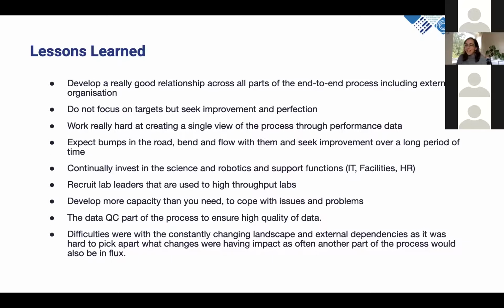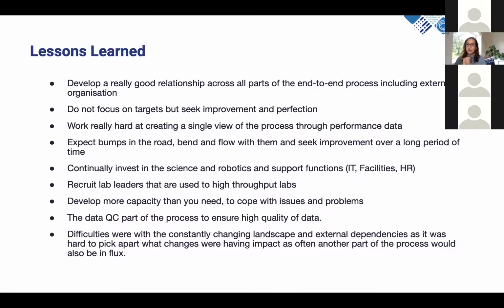And this is my last slide. What have we learned out of all of this? So I think one of the most important things is to develop a really good relationship across all parts of the end-to-end process, including external organizations. We have a really good relationship with the Department of Health and Social Care. We have a really good relationship with the Scottish government as well, with the Welsh, and this makes everything more efficient and robust as well.